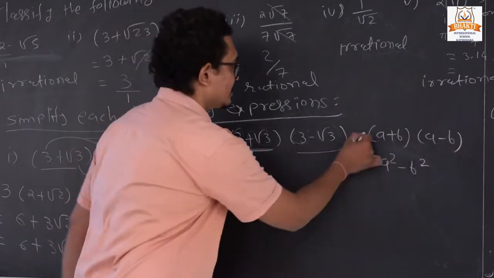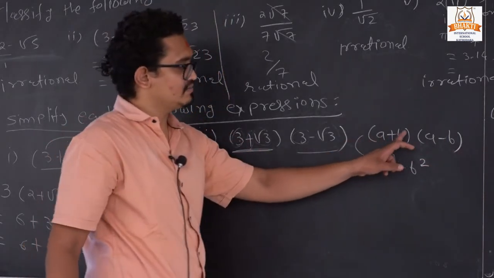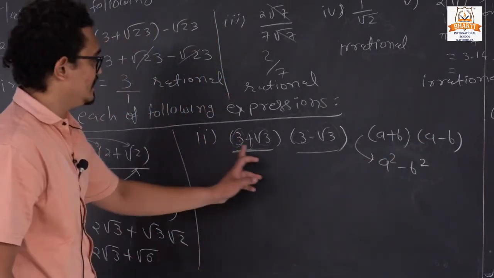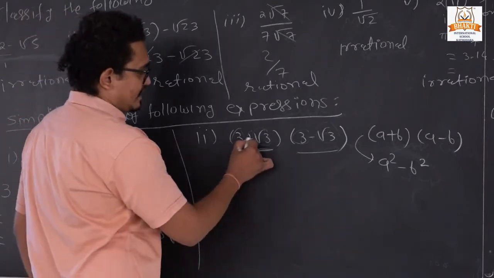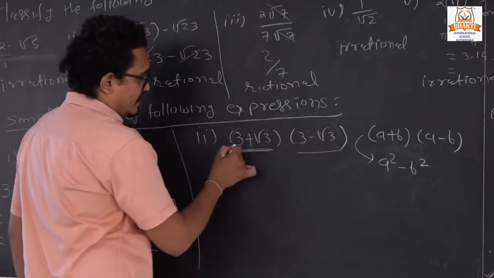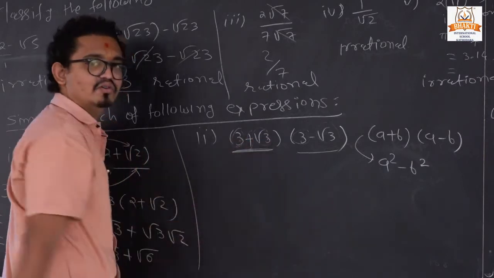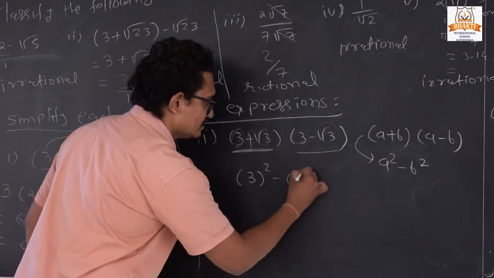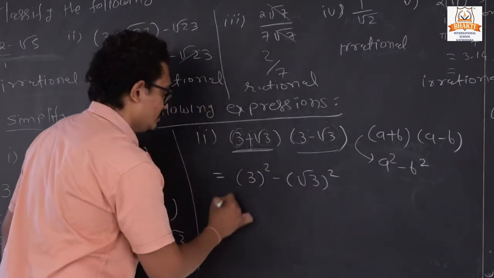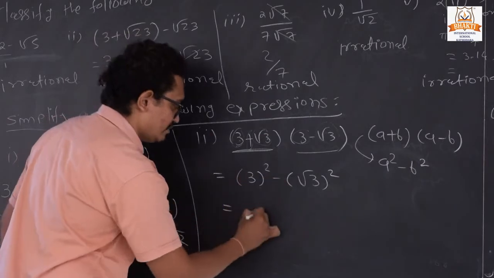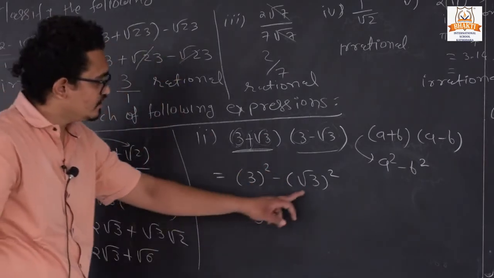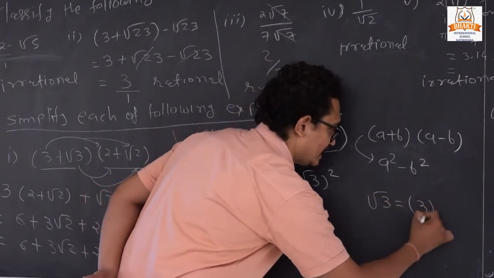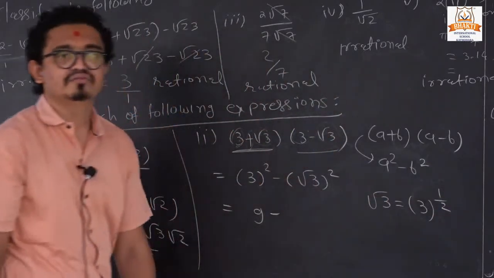So this is in the reverse form. If we have a plus b and a minus b, we can also write it as a square minus b square. The same formula we can apply here, a plus b, a minus b, where a is equal to 3 and b is equal to root 3. So we write a square minus b square. What is a square? 3 square, it will be 9, and here root 3 all square. Root 3 means we can also write 3 raised to 1 by 2.